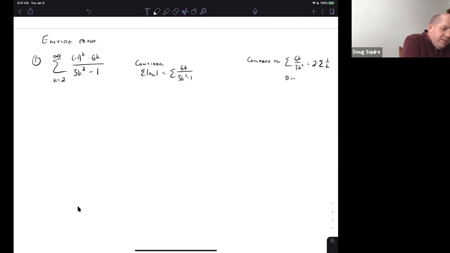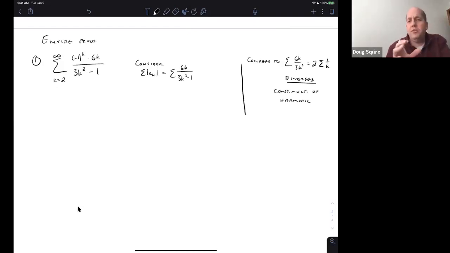That diverges, and our rationale is that it's a constant multiple of the harmonic series. Everybody clear to there? Any questions to there? Okay, now on the one in the middle, we're going to use a comparison test.